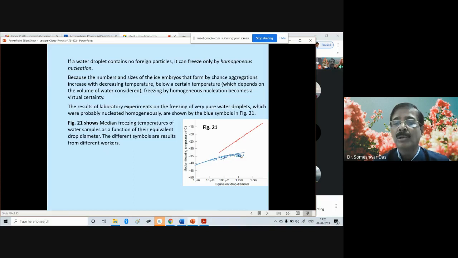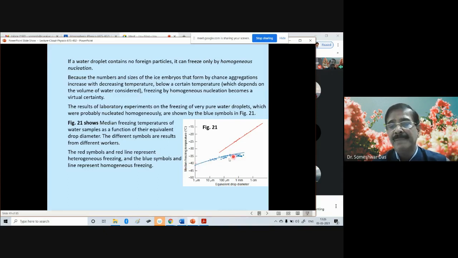Although these small plots on the graph are scattered, they're almost on the same line, both for the red as well as the blue curve. The red symbols and the red line represent the heterogeneous freezing, and the blue symbols and the blue line represent the homogeneous freezing. As you can see from these curves, the rate of growth of ice particles inside the cloud is very rapid in the heterogeneous nucleation.